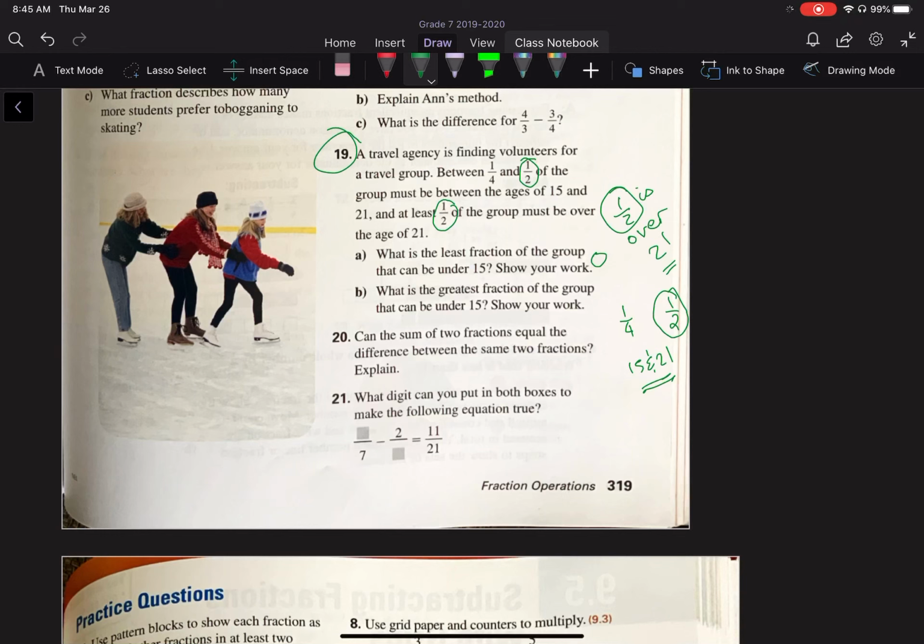The best case scenario would be that if I get a quarter of the people between 15 and 21, in that case, the most amount of people that could be below the age of 15 would be a quarter. So the least number would be 0, and the most number would be a quarter of them, right? What is the greatest fraction of the group that can be under? We explained that once, right? So B is a quarter, and A is a 0.